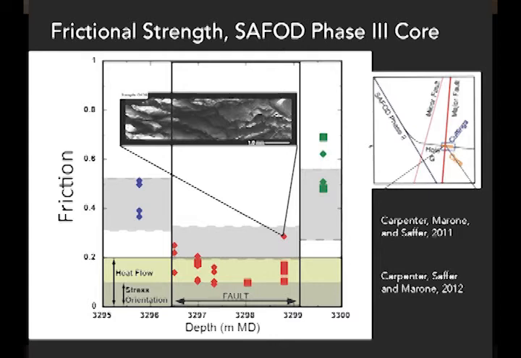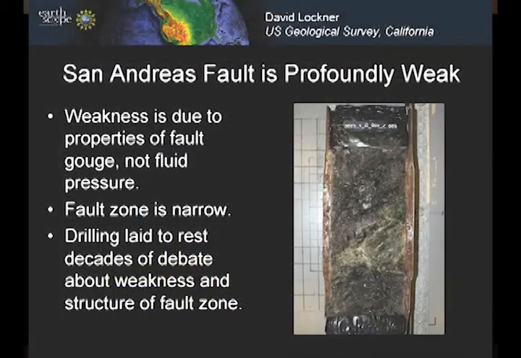And so the result from SAFOD is that it was profoundly weak. The weakness is due to the properties of the fault gouge, not fluid pressure. So it's these nanocoatings of talc on these micro fault surfaces that keep it weak. The fault zone's narrow, it's highly localized, but there's more than one interface that's failing at any one time, and it was quite successful in answering this question about why the San Andreas is weak.